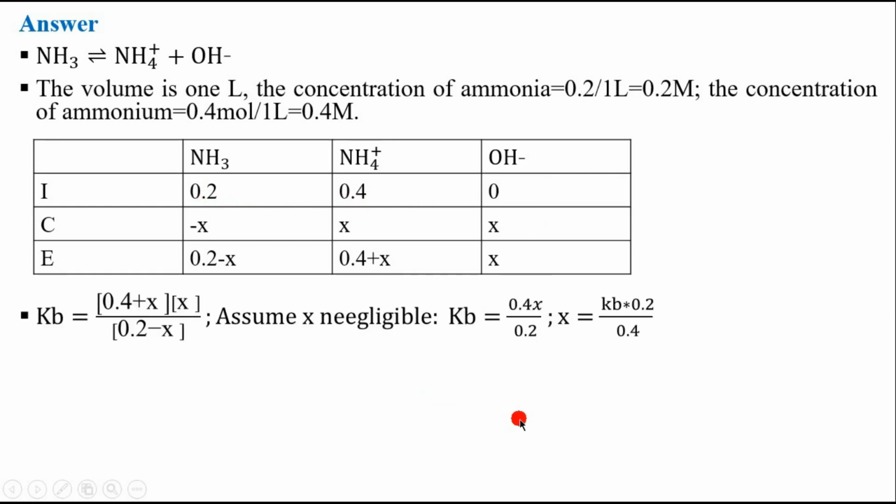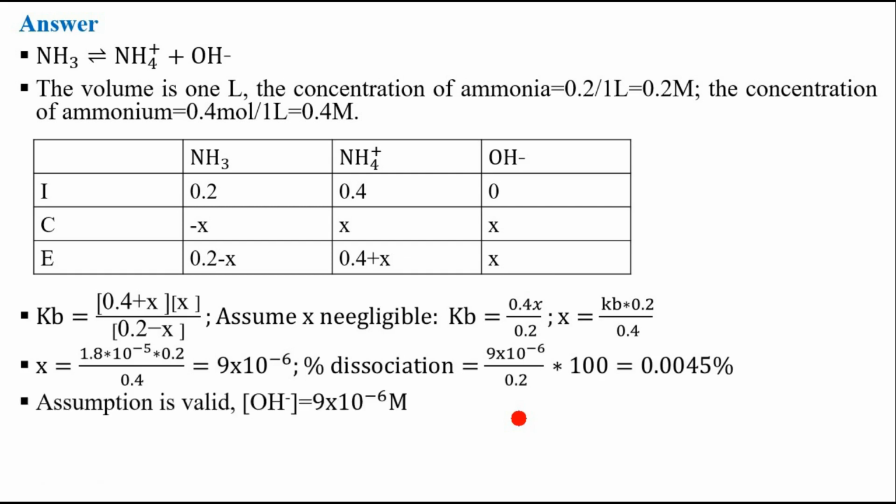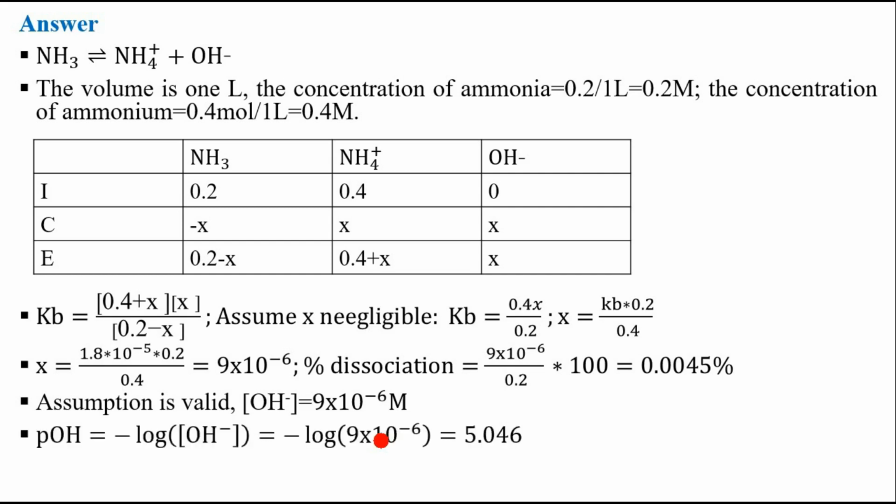Here we assume X is negligible, and we check the percentage dissociation. So here the assumption is valid. That means the hydroxide will be equal to 9 times 10 to the power negative 6 molar. After getting the hydroxide, you can determine the pOH by taking the negative log of the hydroxide concentration. Here we have 5.046. Then you determine the pH by taking 14 minus pOH. Then we get a pH of 8.95.